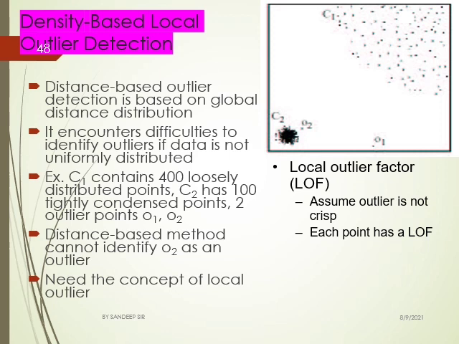So in this subspace, you can see this is an outlier. We have identified that in this example, C1 contains 400 loosely distributed points, C2 has 100 tightly condensed points, and there are 2 outlier points, O1 and O2. You can see O1 and O2. So this is the outlier part.